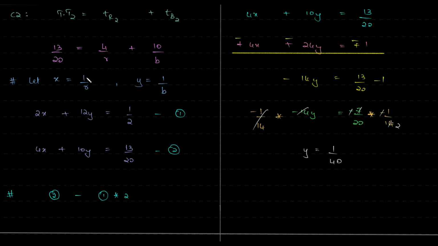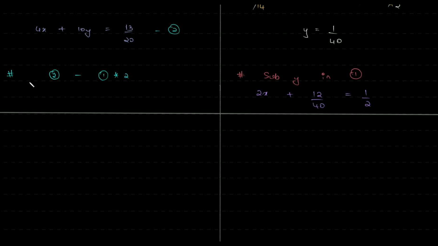And therefore x will be equal to what, guys? Let me substitute it where? Equation 2, I guess. Substitute y is equal to 1 by 40. So we have 2x plus 12 by 40 is equal to 1 by 2. A bit of simplification. So it will go with 4, right? 4 3s are 12, 4 10s are 40, that's it.